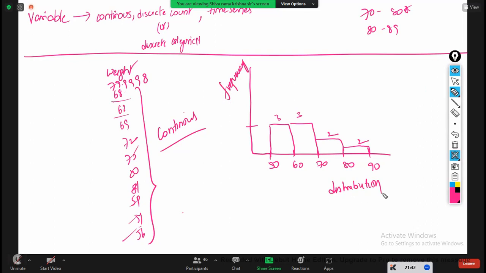In the continuous frequency distribution, all the bars will be attached to each other. For a continuous variable, the bars will be attached to each other. Is that clear? Got the point? So this is called frequency distribution. Frequency distribution means, when you have a continuous variable, first you have to take the frequency values.